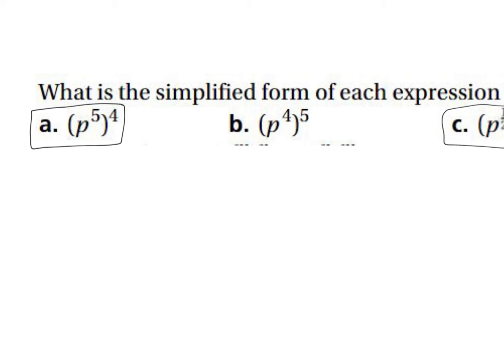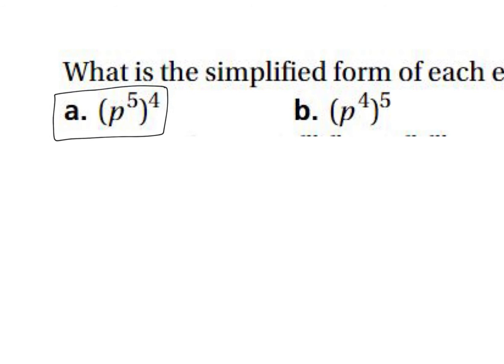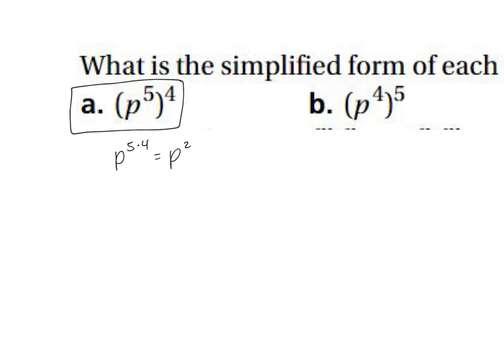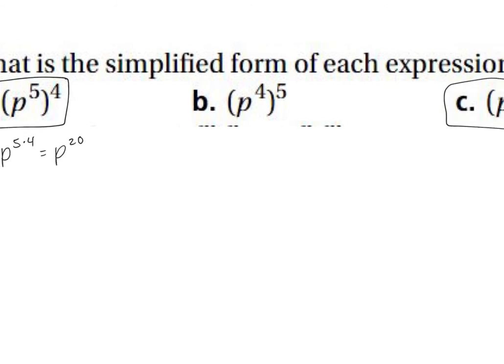All right, Elijah, coming back to you. For A, what do you think we're going to get? Very good. P to the 20th. How'd you get that? I got that by multiplying the 5 and 4. Excellent. So we just do P to the 5 times 4, which is P to the 20th. Excellent. Now for the tricky one.